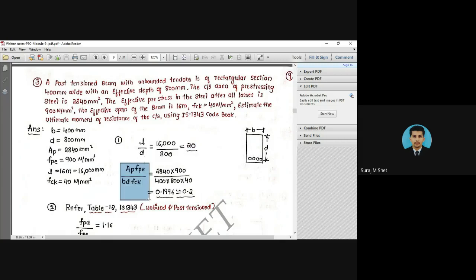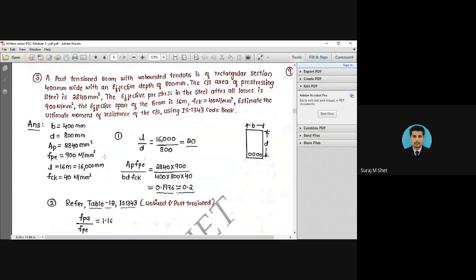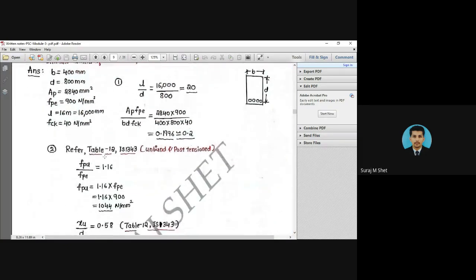The first step is to find the effective reinforcement. To find the effective reinforcement, AP into FPE, the overall loss, divided by BD into FCK. So AP value is 2840 into 900 divided by 400 into 800 into 40. After calculating this value, I got nearly 0.2. So I got the 0.2 value. This is the effective reinforcement formula.